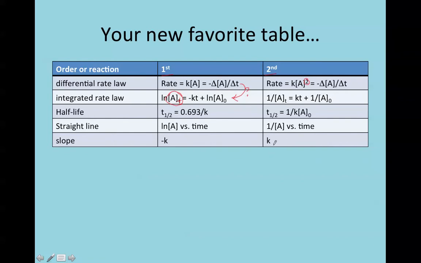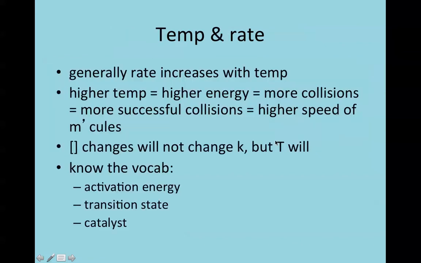So if you're really after that 5 on the AP exam, memorizing this table should definitely be on your to-do list. Now, how is temperature going to affect the rate of a reaction? Well, typically, rate is going to increase with increasing temperature. And the reason for that is because a higher temperature implies that the particles that are reacting are moving faster and with more energy, which means you're going to have more collisions, and more of the collisions are going to have the right amount of energy, which implies that you're going to have more reactions.